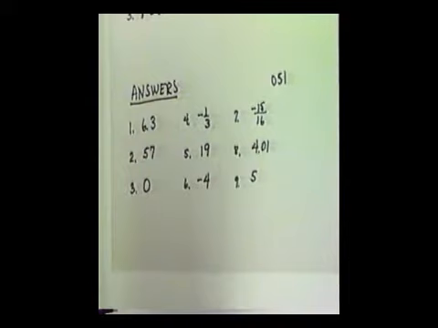The answers are 6 3/10, 57, 0, -1/3, 19, -4, -15/16, 4 1/100, and 5. If you had trouble with any of these exercises, be sure to mark them and ask for help from a lab instructor or a tutor.